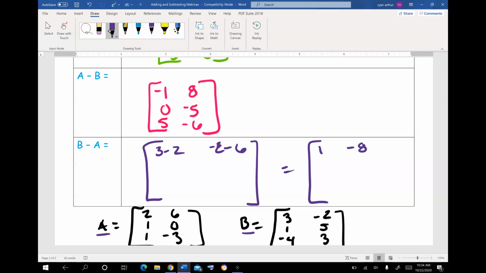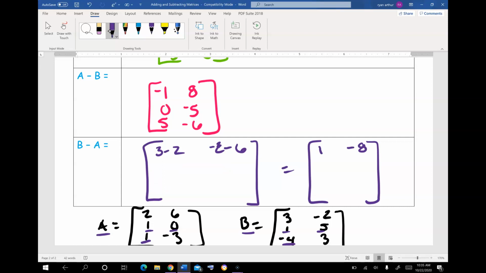Okay? Then I'm going to say 1 minus 1. That gives me 0. Then I'm going to say 0 minus 5. That gives me negative 5. Then I'm going to say 1 minus negative 4. That gives me 5. I switched. Hold on. I went from A to B. My bad. We're going from B to A.